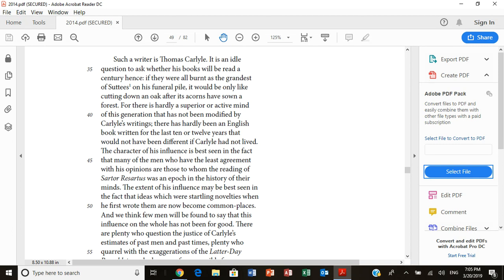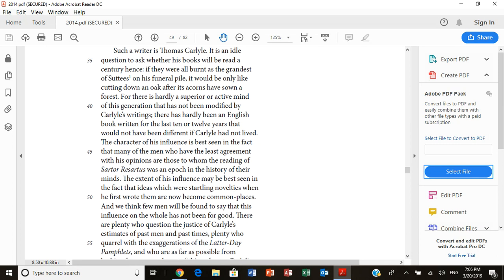This is a wonderful comparison. It says, if all of his books were burned up, it wouldn't matter, because like an oak that has dropped all of these acorns and therefore made a whole forest of mighty oaks, so too is the influence of Thomas Carlyle's books. For there is hardly a superior or active mind of this generation that has not been modified by Carlyle's writing.